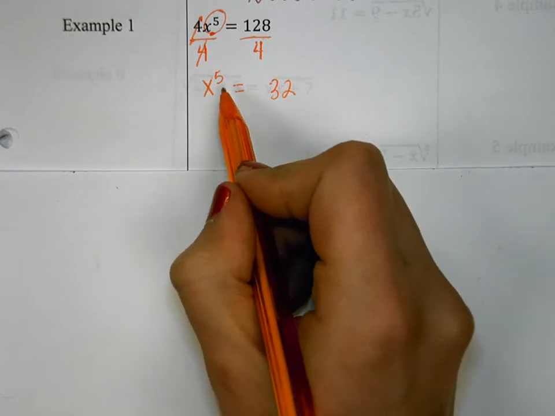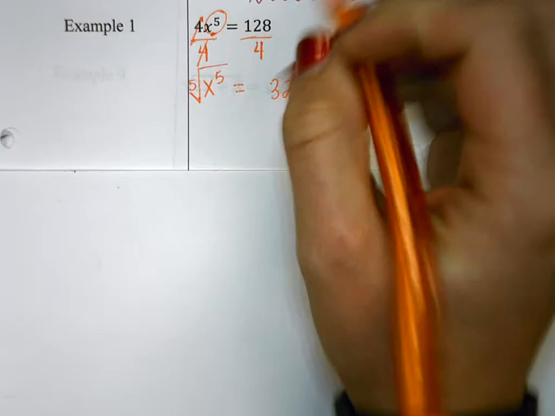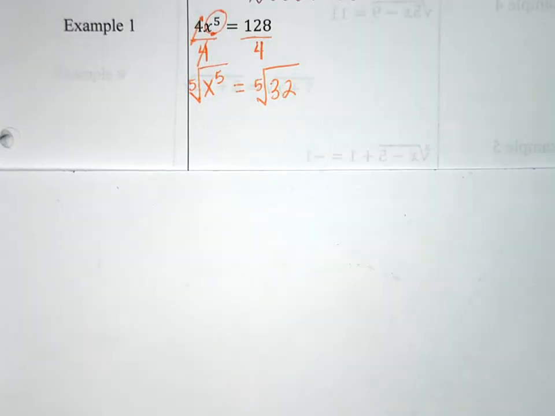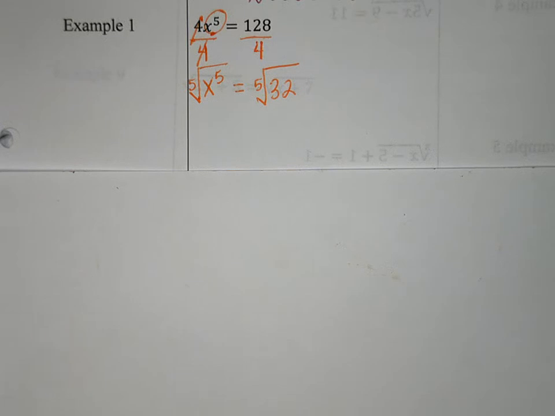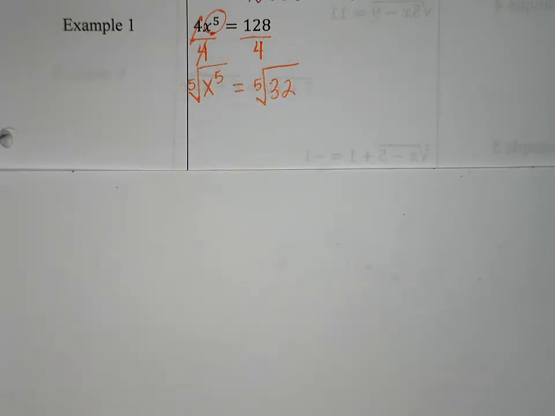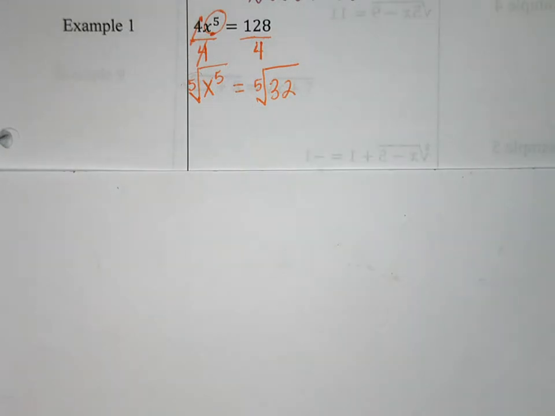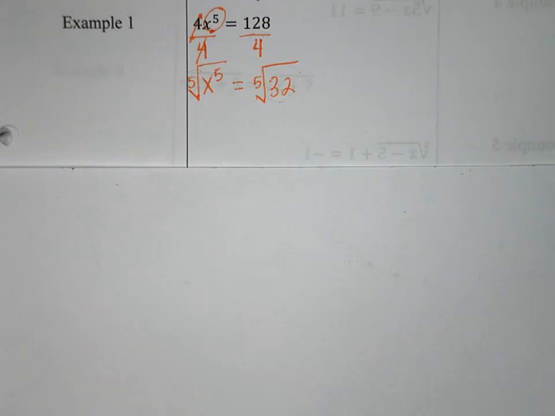Now my exponent is 5, so in order to cancel out the exponent of 5, I have to take the 5th root of both sides. Now taking the 5th root is different than taking the square root because my index is odd. So remember, if my index is odd, I am allowed to have negatives on the inside, which means there are no imaginary numbers, and because the inside is positive, my answer will be positive. So I don't have to worry about plus or minus when the index is odd.